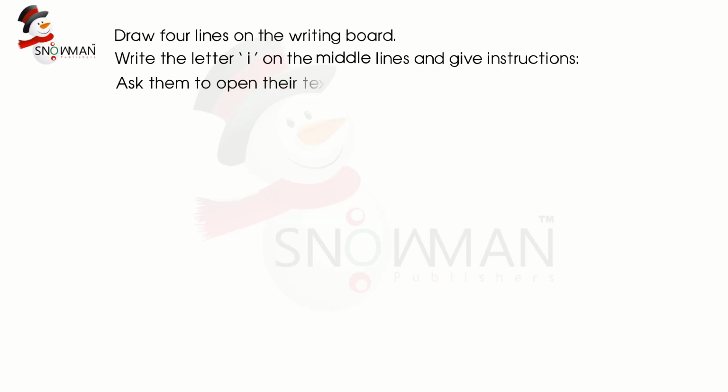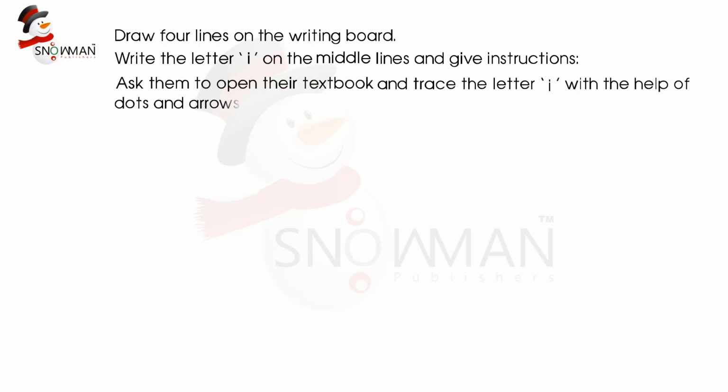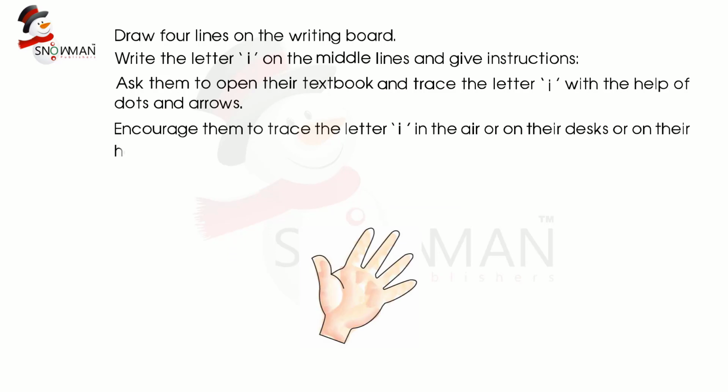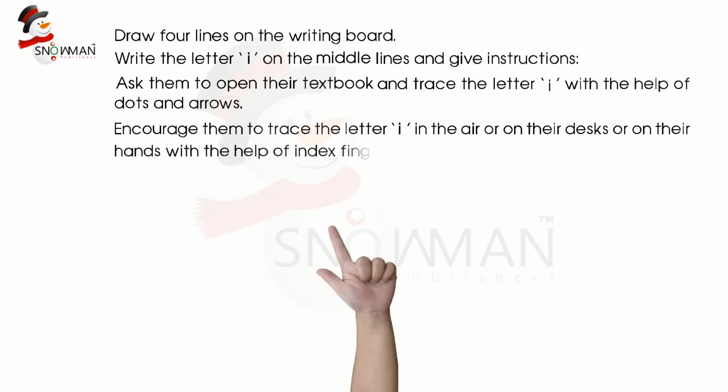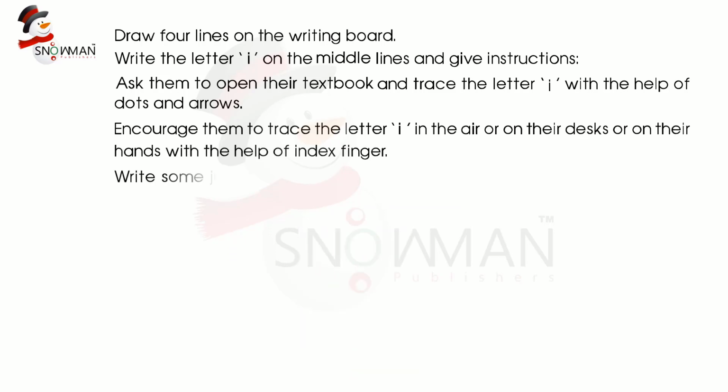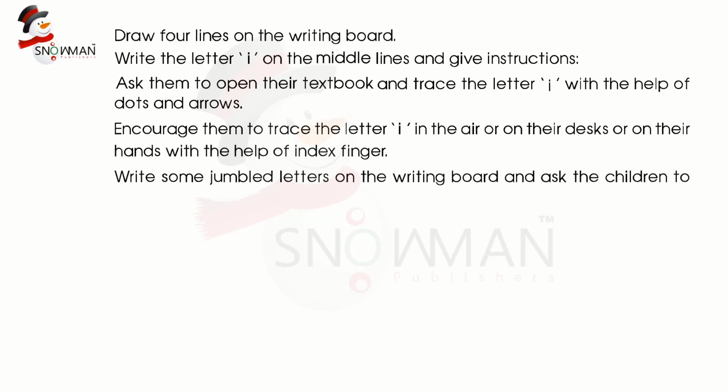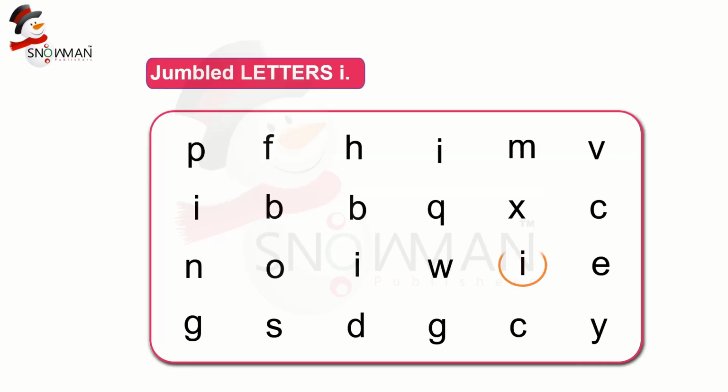Ask them to open their textbook and trace the letter I with the help of dots and arrows. Encourage them to trace letter I in the air, or on their desks, or on their hands with the help of index finger. Write some jumbled letters on the writing board and ask the children to recognize I.